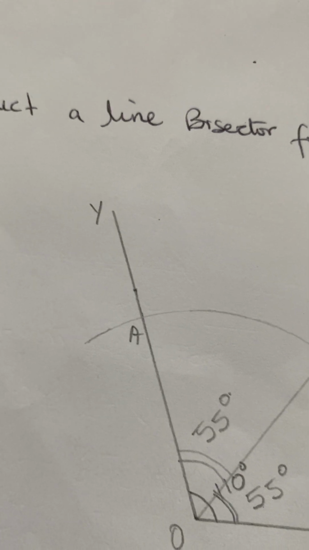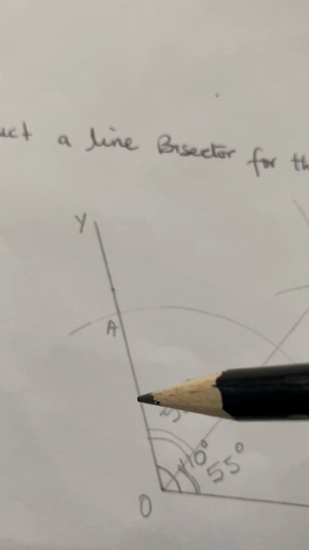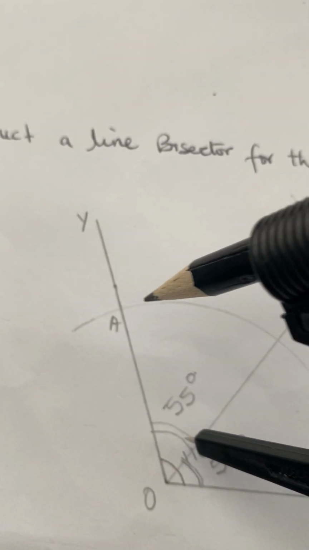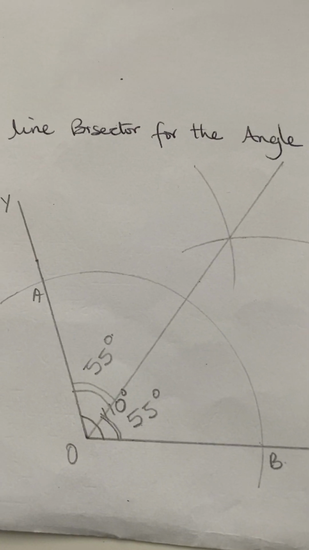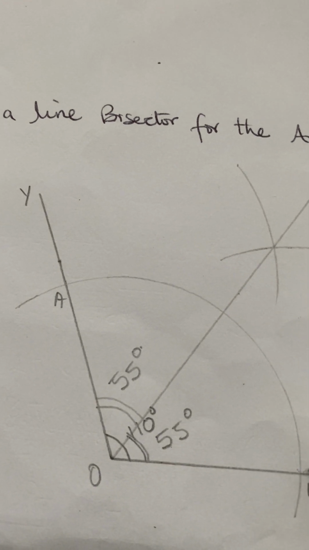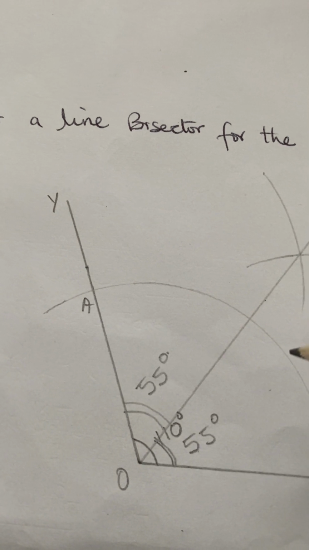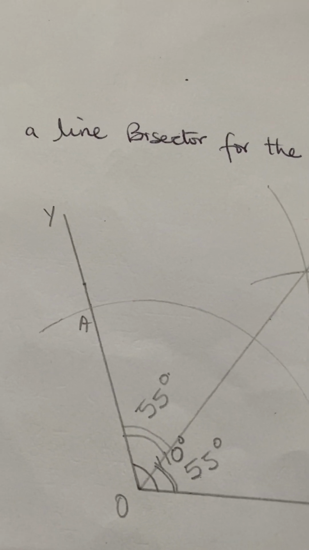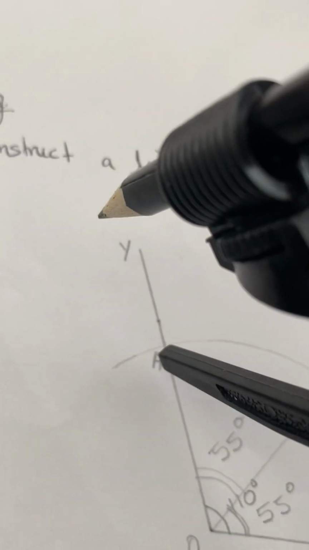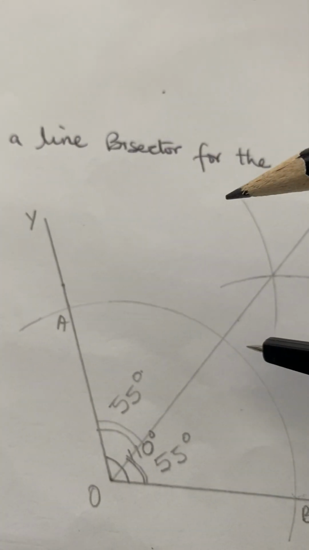So now we open our compass to a reasonable length from the origin. We draw an arc to cut OY and then to cut OX here. Okay, now we can use the same arc length, or we extend it a bit. But if we extend it a bit, we use B and A as our reference.